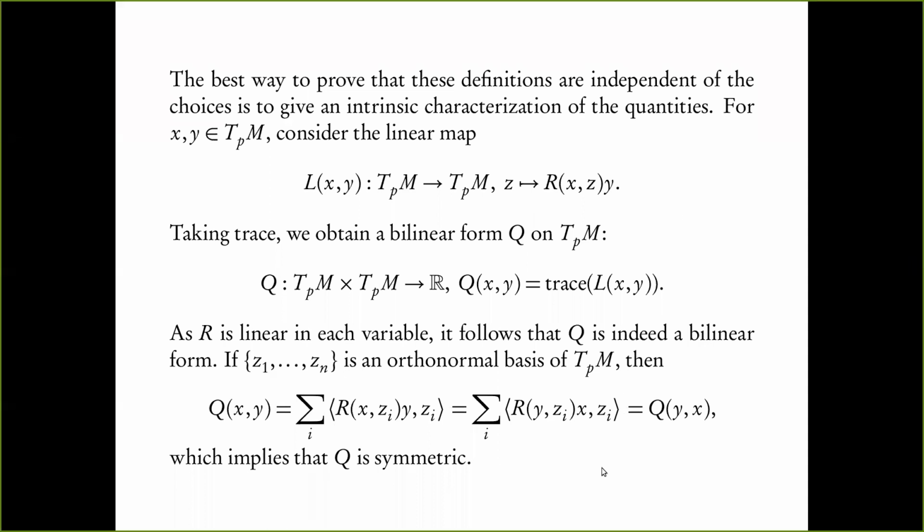Okay, any questions so far? Good. So what we have so far is something very canonical, starting with a manifold with a metric. You have the Riemann curvature tensor, you define L, take the trace that gives you a bilinear form Q, and this bilinear form Q is actually symmetric. Okay, good.